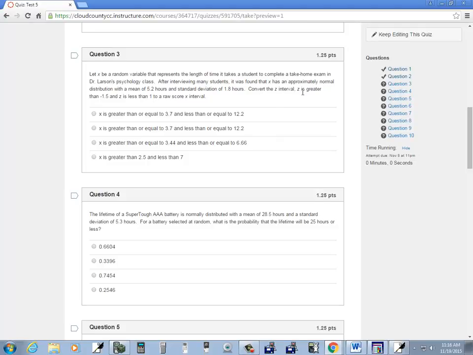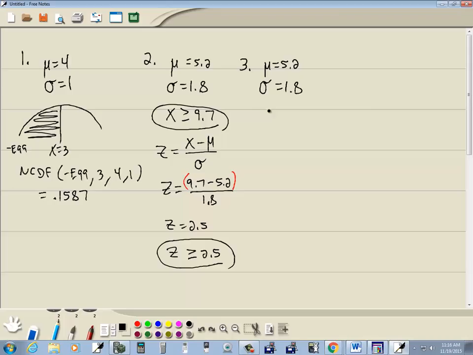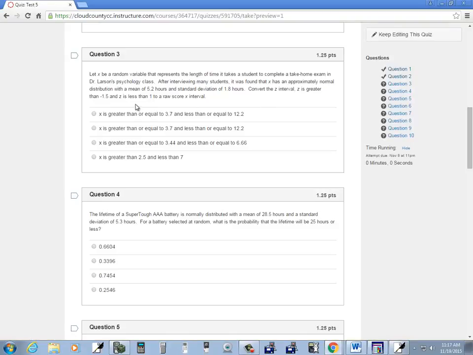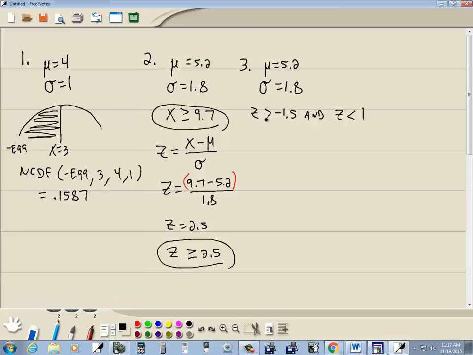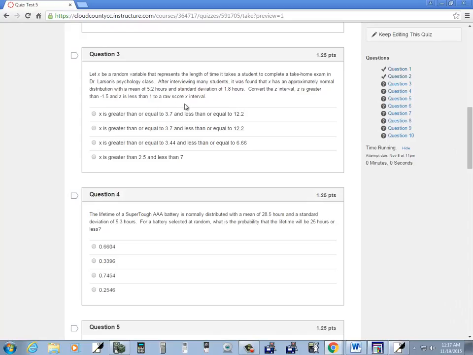Convert the z interval to a raw score x interval. Z is greater than negative 1.5, I guess I should read closer, and z is less than 1. Okay, so z is greater than negative 1.5, and z is less than 1.